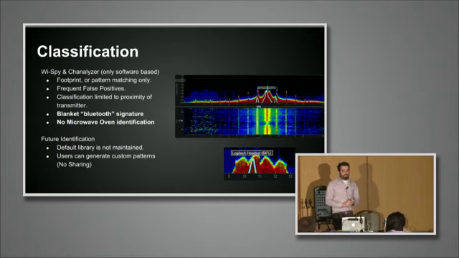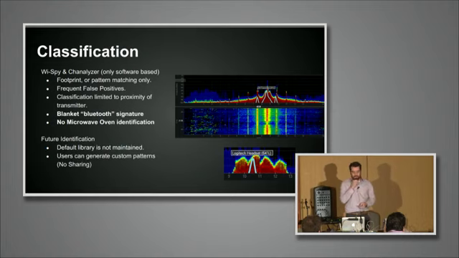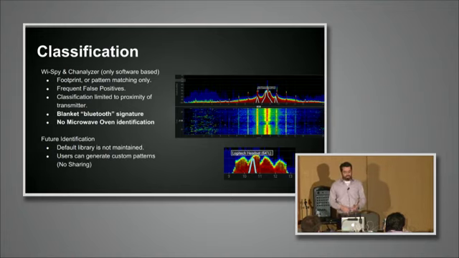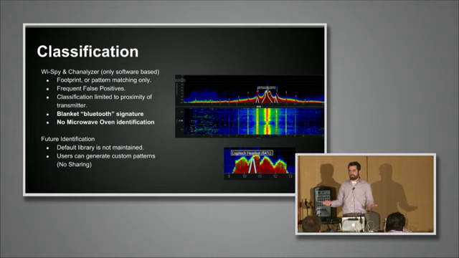They have a blanket Bluetooth signature, so that basically just means there's Bluetooth here. Okay, and it works pretty well. It's not going to show up in your actual density graph as well as some of the other ones. They don't have a microwave oven identification. So how many of you have encountered a microwave oven?